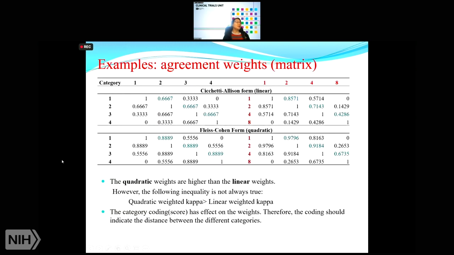This table presents four weight matrices, for two ordinal scales and two forms of weighting. Comparing linear weighting with quadratic weighting, we found the quadratic weighting is higher than linear weights, but this is not necessary. You can have the quadratic kappa greater than linear kappa, which we will show in the following example. Here we also found the category score has an effect on the weights. Therefore the ordinal coding should indicate the distance between the different categories.